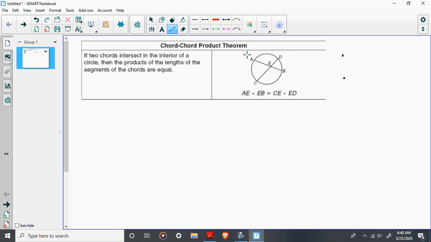So essentially, if you have 2 chords intersecting inside a circle, you have the segments AE, EB, CE, and ED. And the theorem says, AE times EB is equal to CE times ED. So in order to show why this happens, the first thing we need to do is make ourselves a couple of triangles.